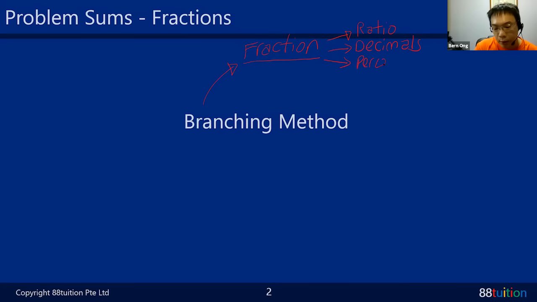And obviously, if from fraction you can link to these three, it simply means that it can link back: ratio back to fraction, decimal back to fraction, percentage back to fraction. So if your fraction is super, super, super, how many supers did I say? Anyone catch how many I said? No, no. Oh, all of you, the math got problem. Everybody say 3?